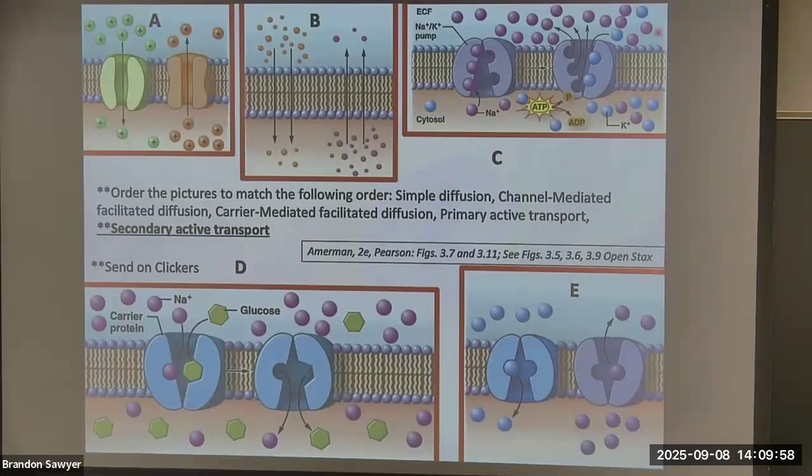Is the difference between a channel and carrier mediated because some molecules are too big, so they can't use a channel that's too big to let everything in? Yeah, that's definitely part of the reason. If it was an open, big enough channel for that, then it would just allow other things in too, probably. So channels are typically for smaller things and charged things, a lot of times ions. Yes, good question.